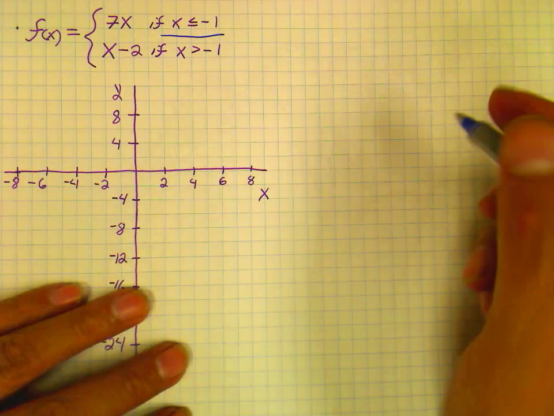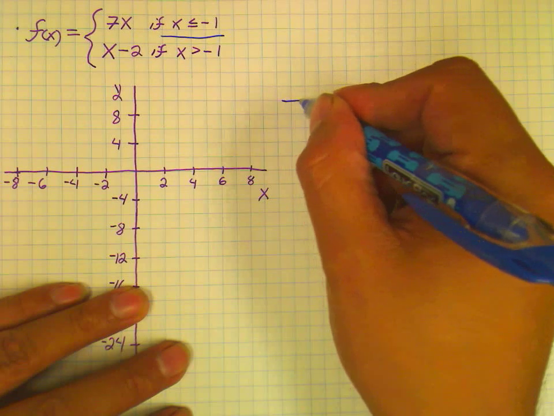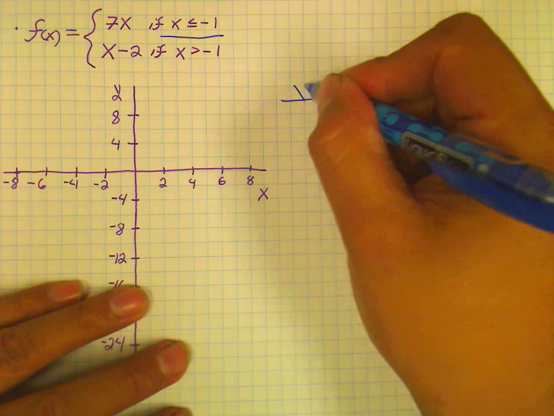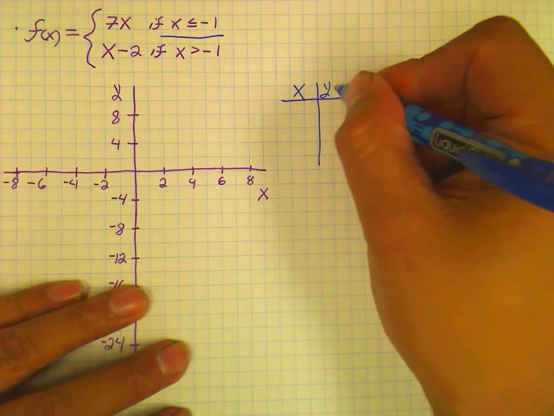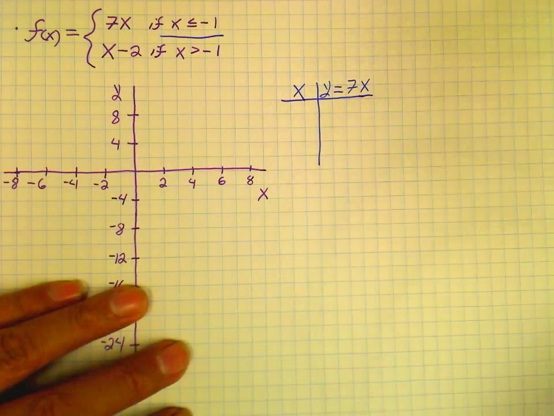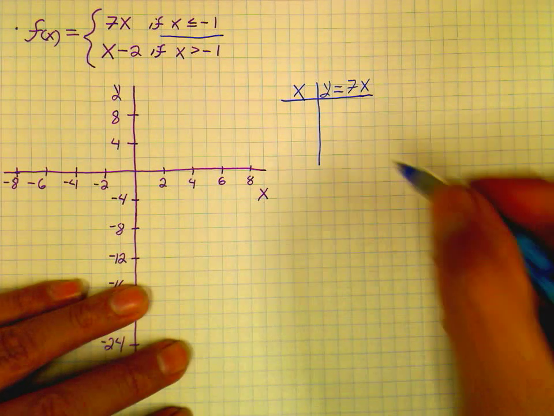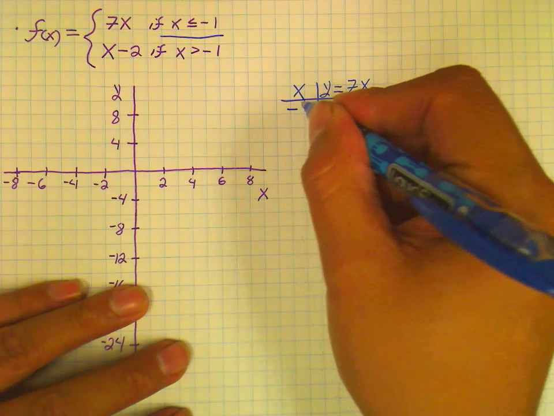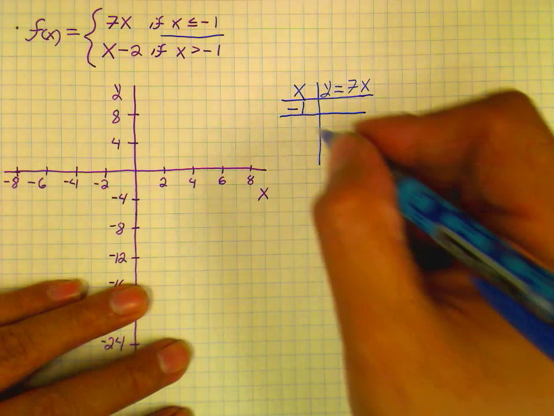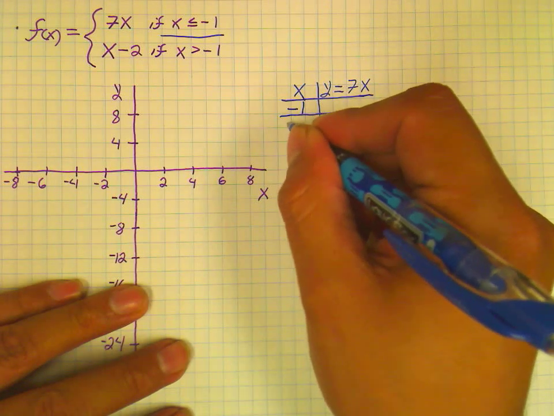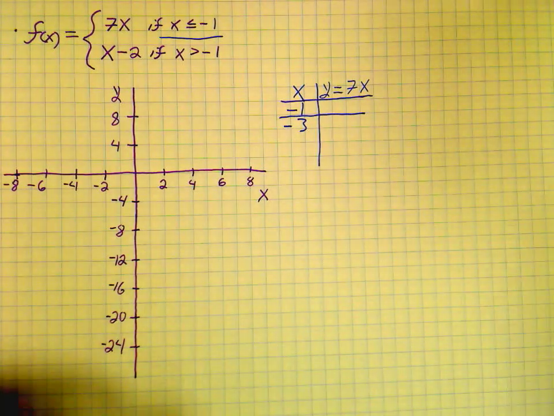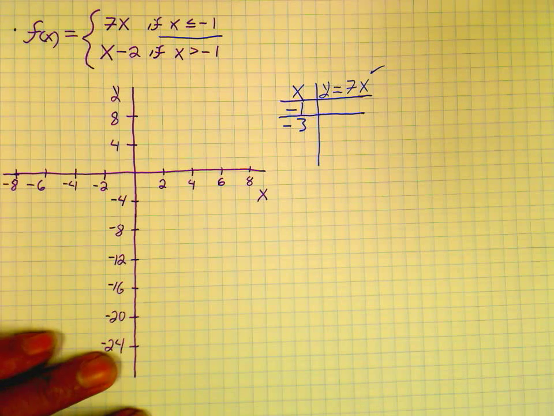And I'm going to make a table to grab a couple of points. So I'm going to start with a table with x and y, but my table for y equals 7x. Now, everything starts at negative 1, so I'm going to start by plugging in a negative 1 and anything less than negative 1, such as possibly negative 3. I need 2 points to graph a line, and y equals 7x is a line.